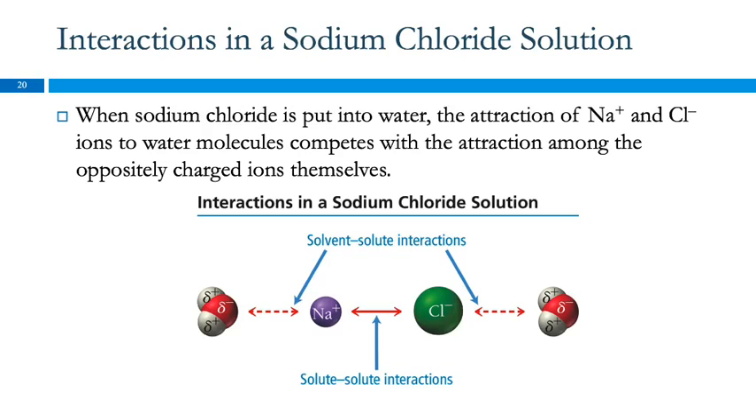When we put sodium chloride into the water, it separates into sodium ions and chloride ions, and those were ions in the solid as well. They're not forming the ions, they're just there. The sodium ion is attracted to the negative end of the water molecule. The chloride ion is attracted to the positive end of the water molecule.